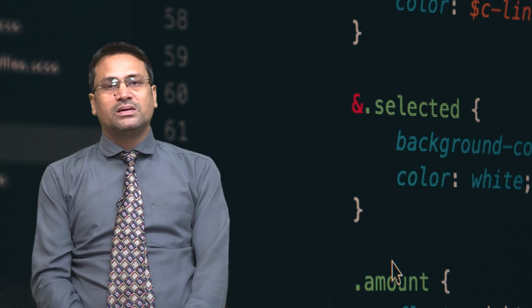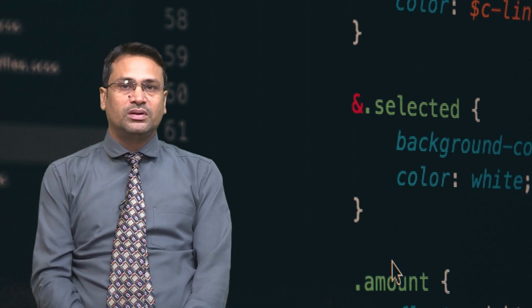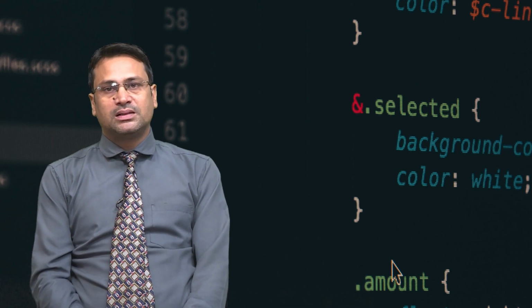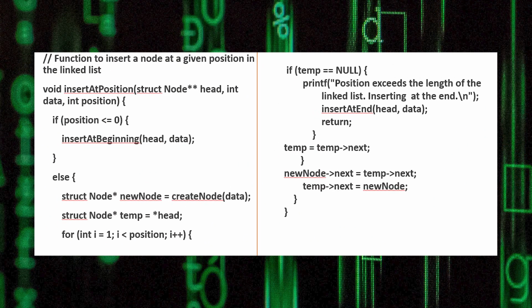The function handles inserting at the beginning as a special case, otherwise it traverses the list to the node just before the insertion point, updating pointers to include the new node. The actual implementation details may vary based upon the programming language and the specific linked list structure you are using. This is the function I am writing over here. The function name is insert at position.